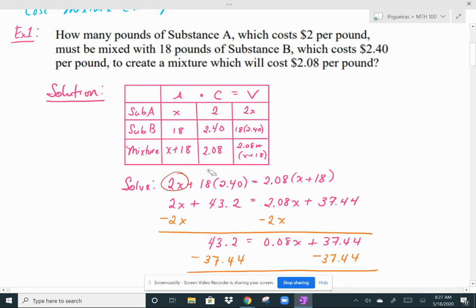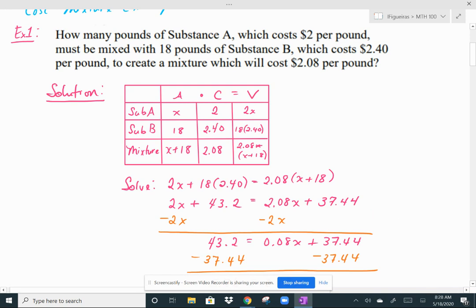So remember, to solve for x, you need to get your x's on the same side. So first thing I did was distribute $2.08 across on the right to get 2.08x plus 37.44, and here I also multiplied 18 and 2.40. That gave us 43.2. Okay, so now I need to get my x's on the same side, so I decided to move the 2x over to the right, so subtract 2x from both sides.